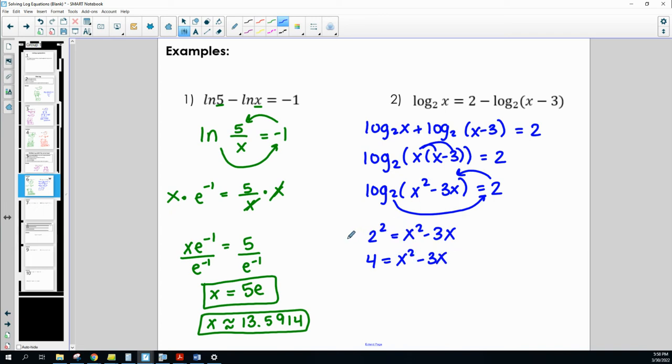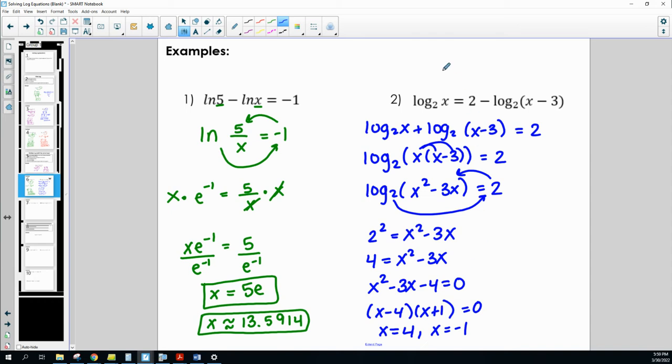In order to solve a quadratic, we need it to equal 0 first. So I'm going to subtract the 4 to the other side and set this equal to 0. So minus 4. And now I have to factor this. What multiplies to -4 and adds to -3? We're going to use -4 and +1. Okay, I'm going to set these to 0. So I get 4 and -1.